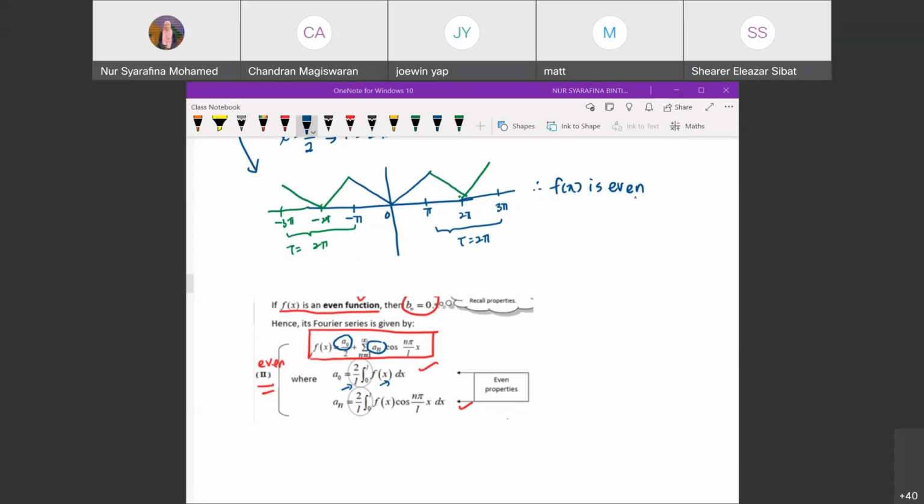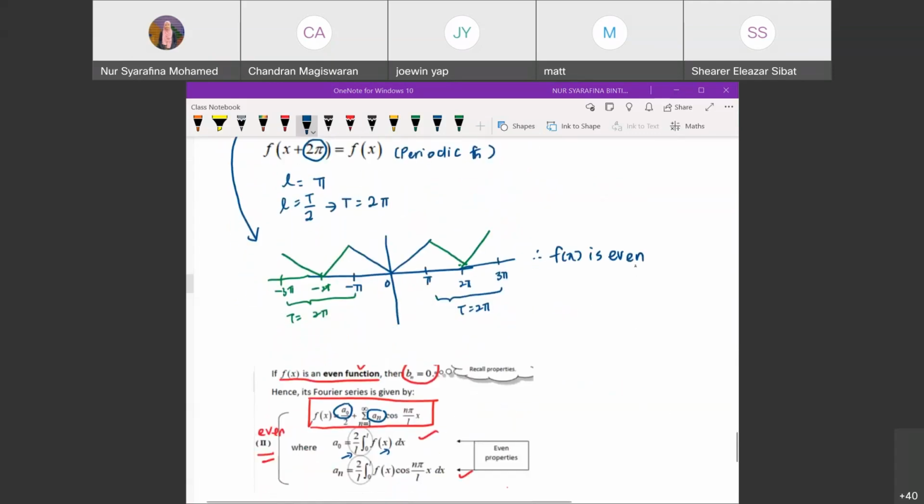Okay, good question. When integrating f(x), use negative x or x? So you have to refer to the range. You have to refer to the range. Okay, before I forget, let me show you.